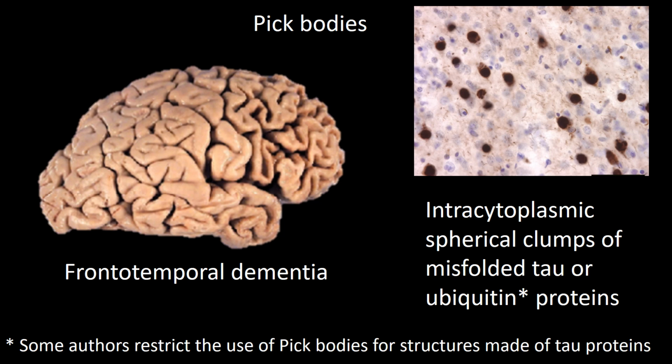Pick bodies are made of clumps of misfolded tau or ubiquitin proteins. One of the proteins in the ubiquitin clumps is called transactive response DNA binding protein and has a relative molecular weight of 43 kDa. This protein is often referred to as TDP-43, T for transactive, D for DNA, and P for protein. The 43 is for the relative molecular weight of the protein.